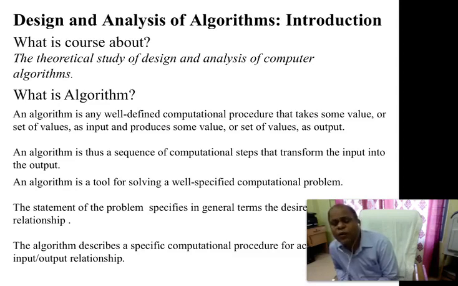And an algorithm is a sequence of steps to solve a particular problem. Now, in the problem statement, there will be certain specifications: what the problem is, what the input is, and what output the problem wants. But the problem never says how to get that output from the input. And the algorithm is the solution of the problem.